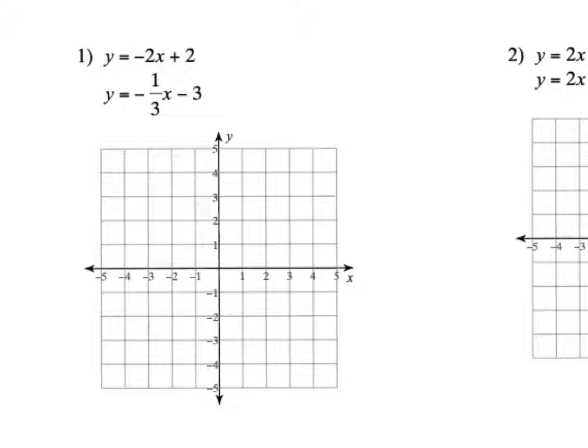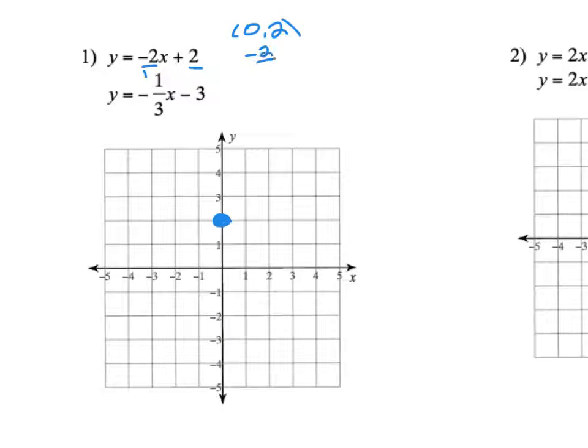On number 1, my first line is y equals negative 2x plus 2. b is my last number. So I'm going to begin at 0, 2, because my b is positive 2. I'm going to put my first point there. Notice that I always begin on my y-axis. Now my slope is my number in front of my x, which is negative 2 over 1. So that means I'm going to go down 2 and right 1.